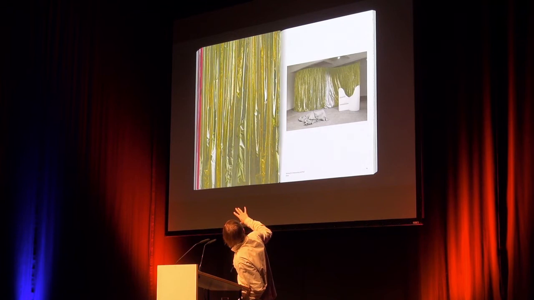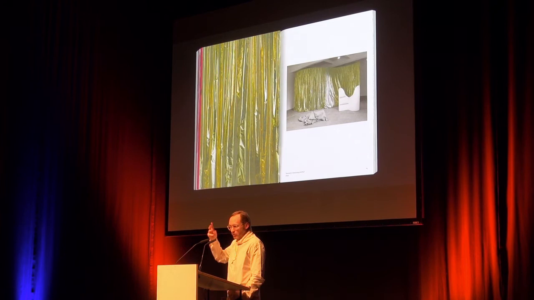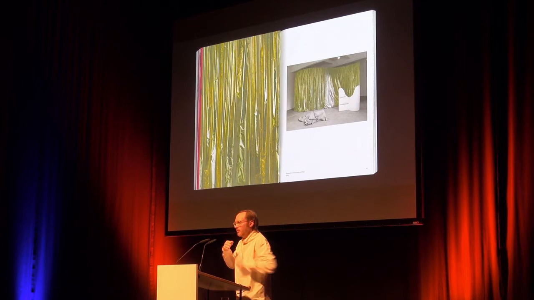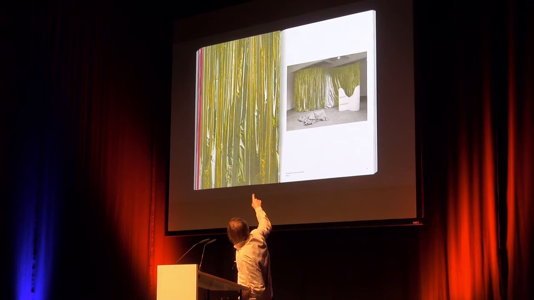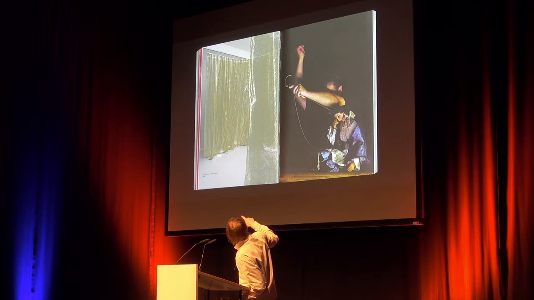In this case, a series of extremely ephemeral curtains installed in galleries and made using this space blanket material that is used as kind of emergency blankets. Reproductions of these pictures are done in five colours: cyan, magenta, yellow and black, and then a gold ink that just appears in the curtain.